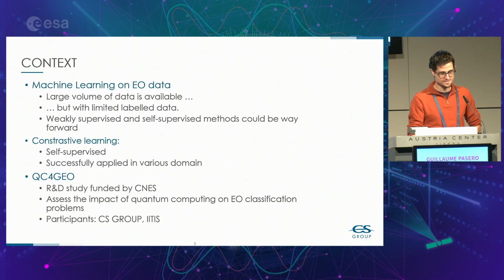So, a bit of context. It has been written many times, but still, today we have a large volume of data, but in some cases we lack labeled data to do a proper job. In this context, we are looking at methods that are weakly supervised or even self-supervised that could help. In recent days, contrastive learning methods have gained popularity because they are self-supervised and they have been successfully applied in various domains.